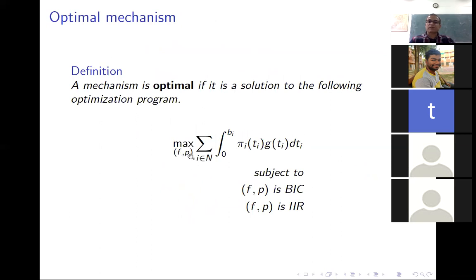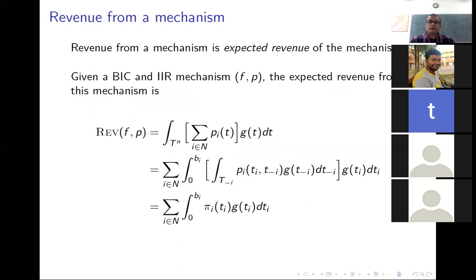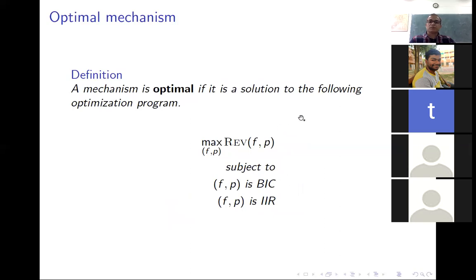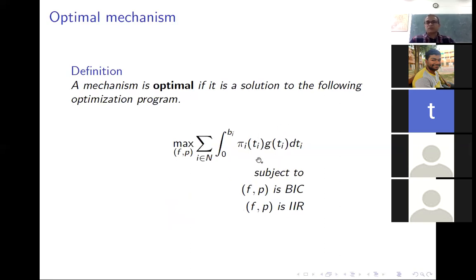We have already computed this. Again, this should be a small g_i(t_i). Sorry for the typo. So we computed the expected revenue here. So this is just to maximize this expression subject to the BIC and IIR constraints.